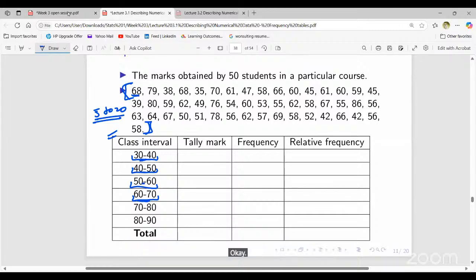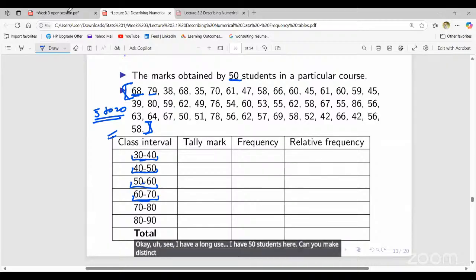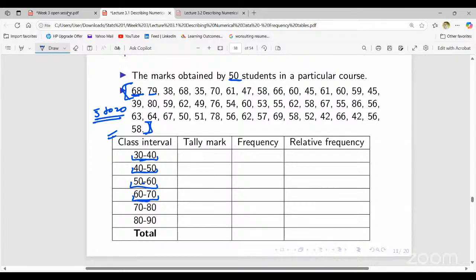Okay, continuous data. So the thing is, we are making intervals. See, I have 50 students here. Can you make distinct values for 50 students? No, ma'am. It would be very cluttered. It would be cluttered, right? So that's why we're making intervals. And values are also repeated, so it's very difficult. Correct. So that's why we are making a class interval.